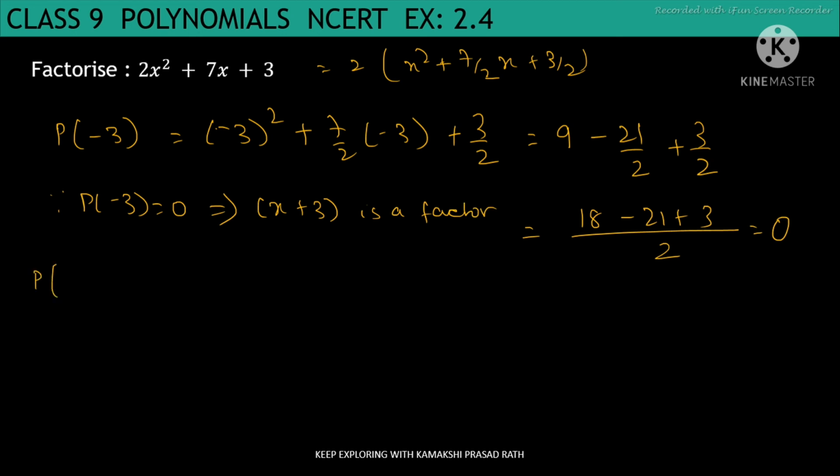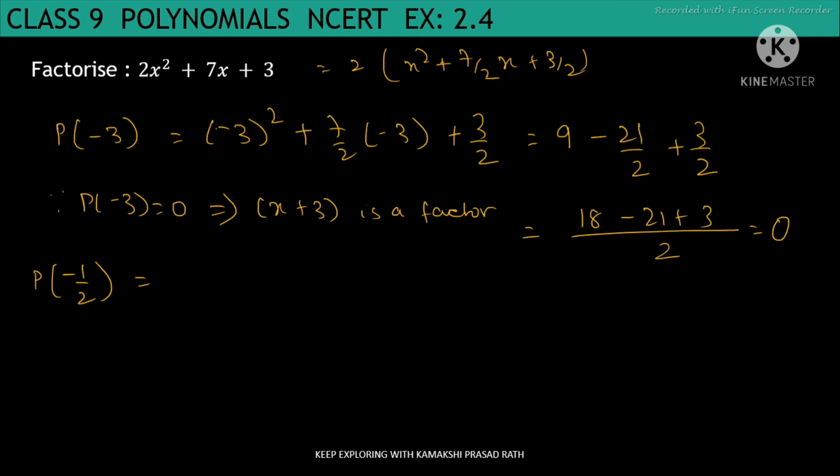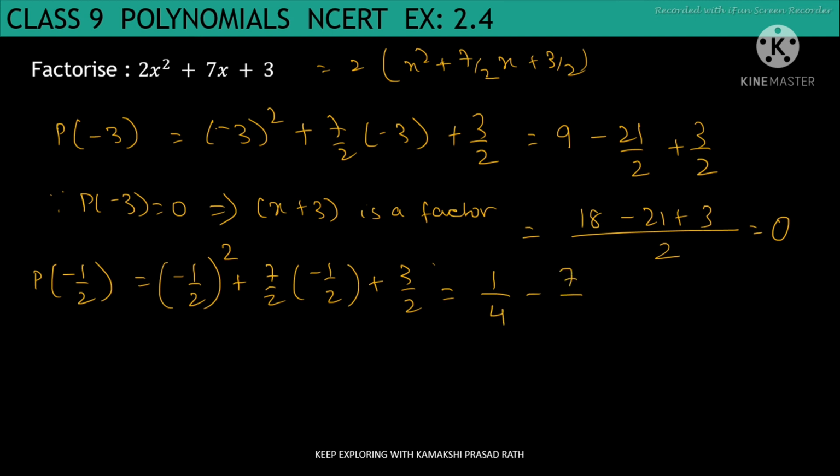Now let's check out one more. Let us take minus 1 by 2 now. We have already taken so many values, minus 1 and minus 3, and now we have taken minus 1 by 2. When you take minus 1 by 2, let's find out what we get. Minus 1 by 2 whole square plus 7 by 2 into minus 1 by 2 plus 3 by 2. So minus 1 by 2 whole square gives 1 by 4 minus 7 by 4 plus 3 by 2.